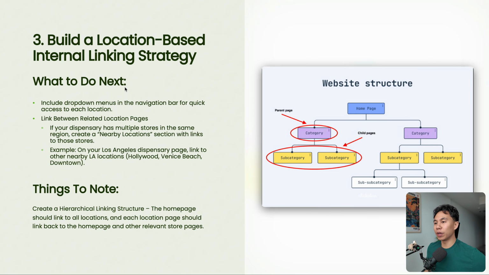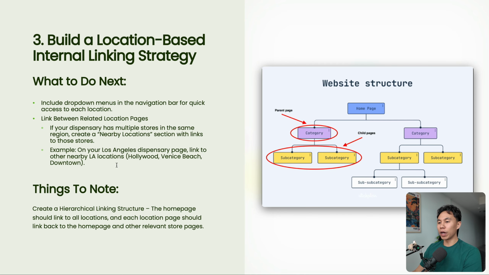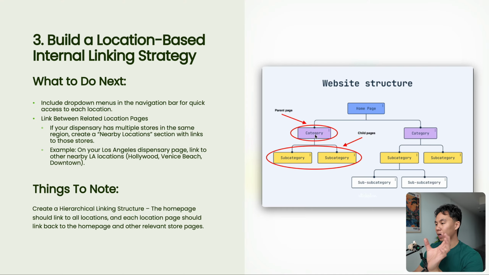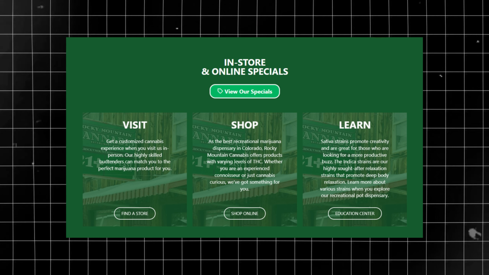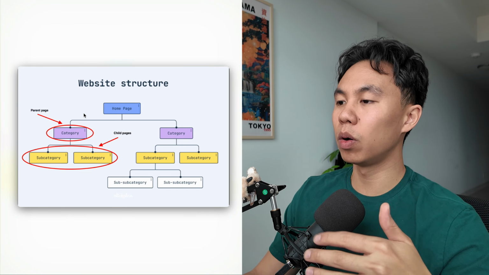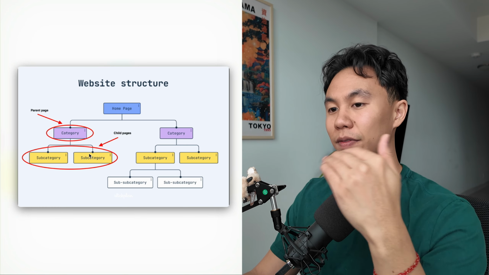Now, last but not least is building a location-based internal linking strategy. This sounds a little bit fancy, but as with everything that I do, I'll try and explain it as best as I possibly can. Right here, we can see your typical website structure, or how your website should be structured. You have your homepage, which is the main page, best dispensary ever. Then you're going to have your category pages, your subpages, if you will. So maybe a locations page, a blog page, an about page, a contact page. And all of these pages are going to sit below the home page.